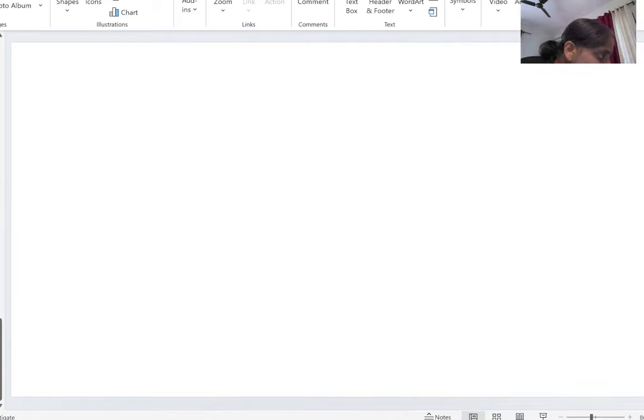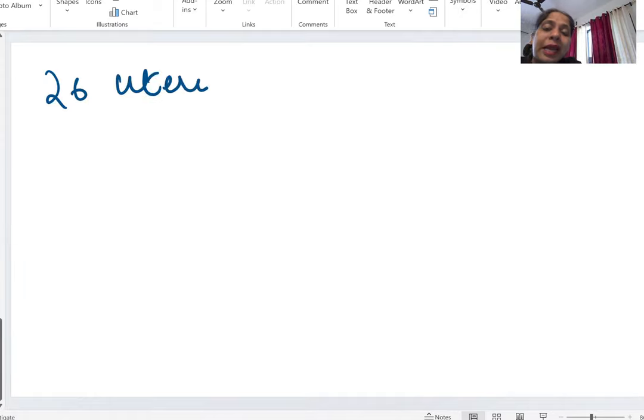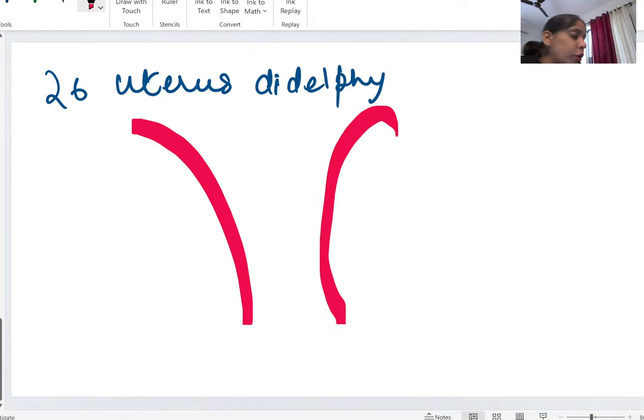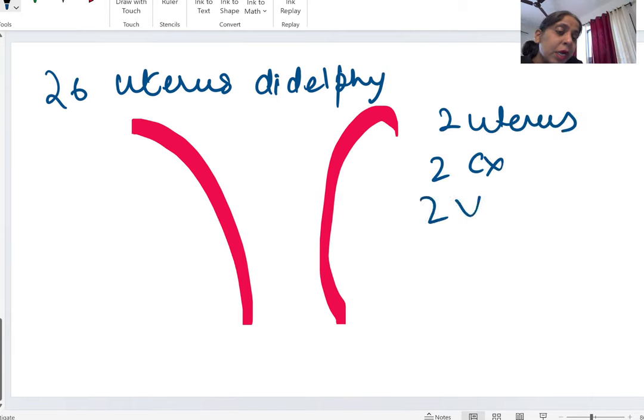The next question after 27 is 26. In uterus didelphys, what all are possible except? Basically, in uterus didelphys, the two ducts do not fuse at all, so they grow independently. So there are two uteri, two cervices, two vaginas. This uterus will be more longitudinal as compared to the normal uterus.